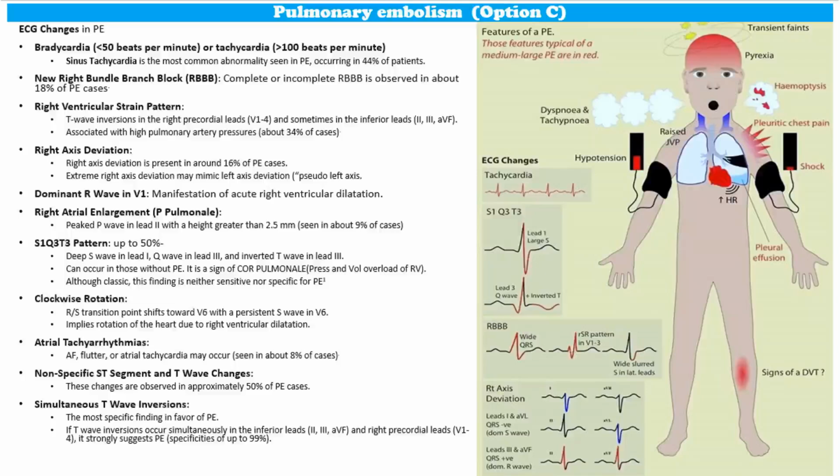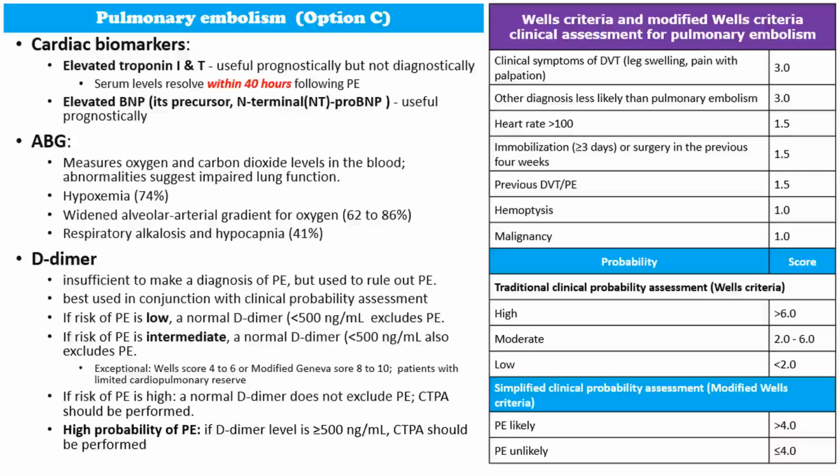Despite these characteristic ECG findings, it's important to note that the ECG is neither sensitive nor specific enough to diagnose or exclude PE on its own. The most common findings are tachycardia and nonspecific ST segment and T-wave changes, which occur in 70% as described earlier. The levels of troponin and B-type natriuretic peptide are also elevated in PE. Serum troponin I and T levels are useful prognostically but not diagnostically.